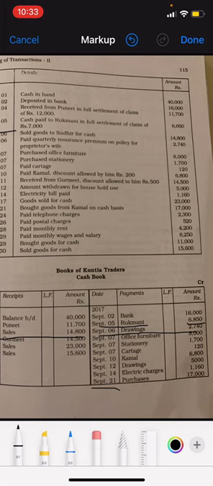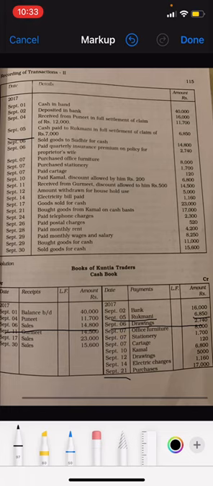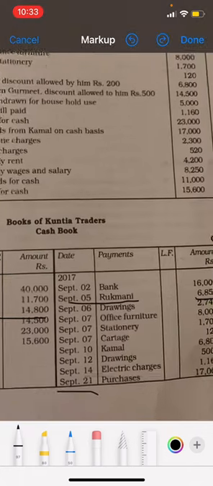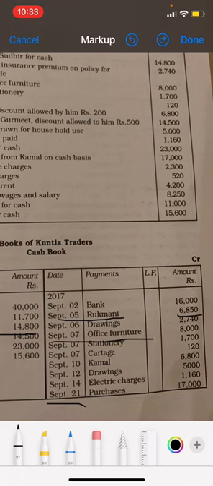Okay, next is purchased office furniture. So what is the journal entry? What is the date? September 7. So office furniture account debited to cash account. Cash account is credited. So on the credit side of your cash account, you will have to write office furniture, and the amount is 8,000. Okay, I want you to keep your textbook open.